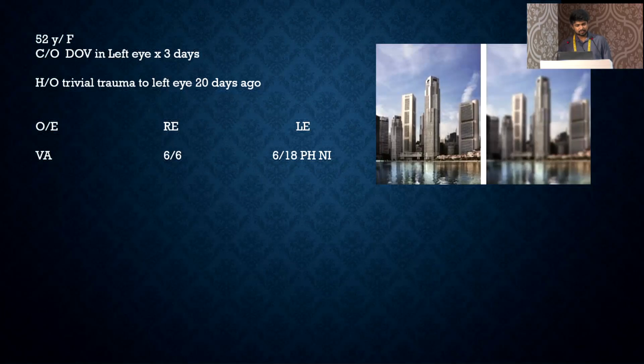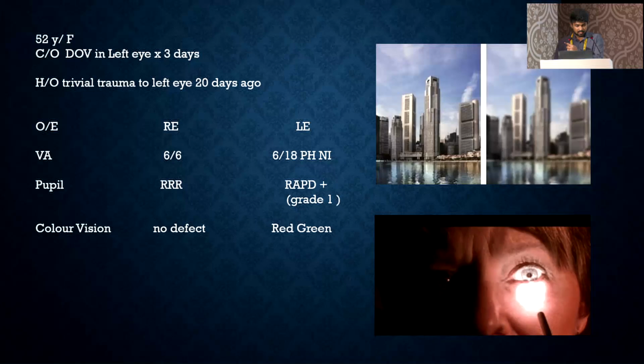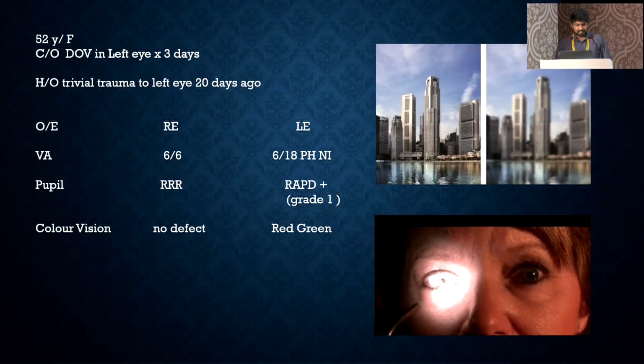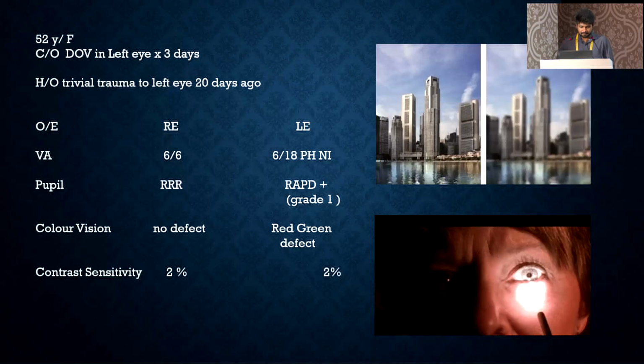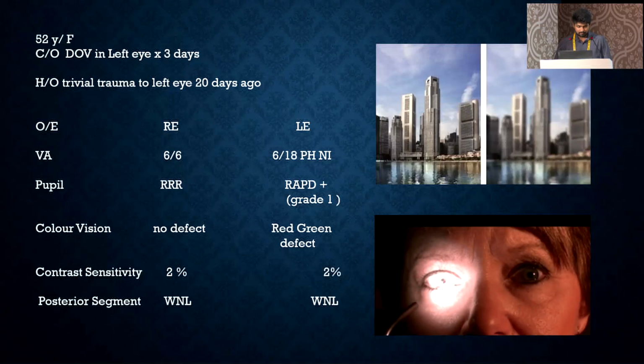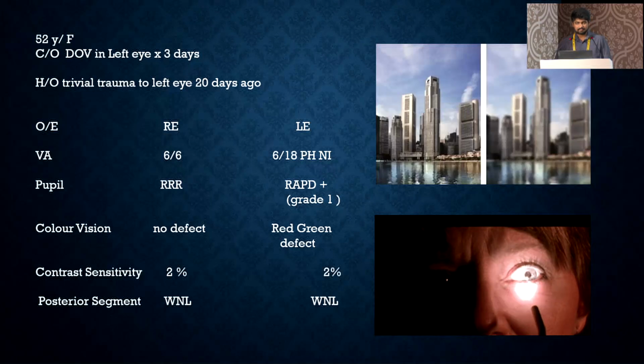On examination, her visual acuity in the right eye was 6/6, in the left eye was 6/18 with no improvement with pinhole. Pupils were reactive in the right eye, and in the left eye there was grade 1 RAPD. Color vision had no defect in the right eye, and in the left eye there was a red-green defect. Contrast was normal in both eyes, and posterior segment evaluation was normal in both eyes. So this is the clinical picture of the patient.